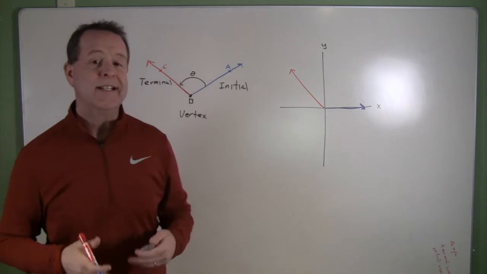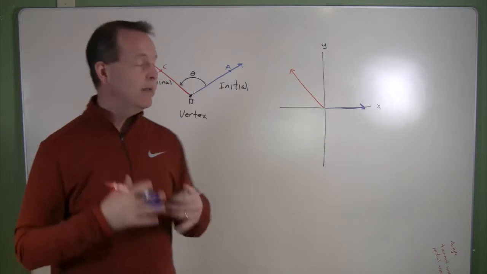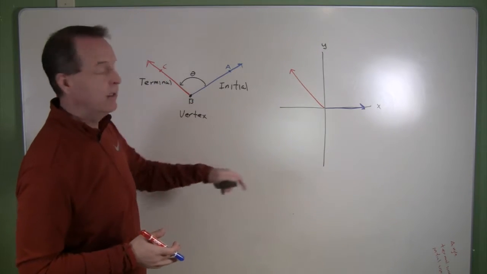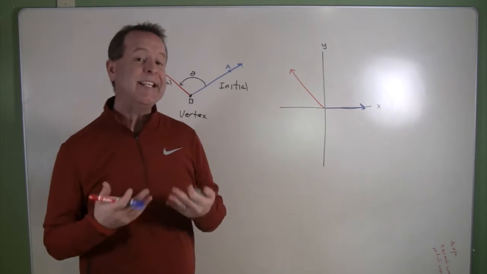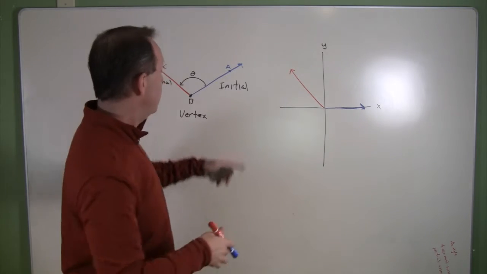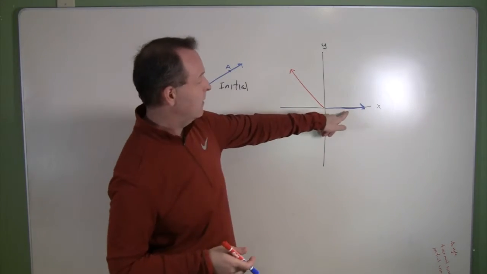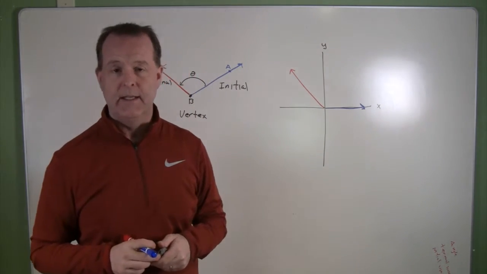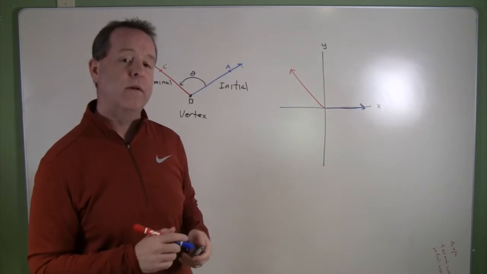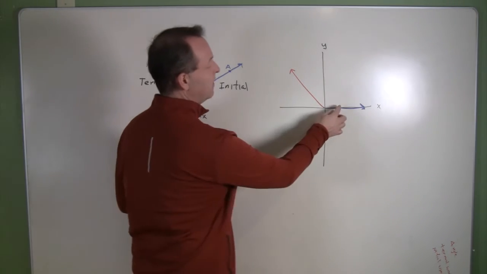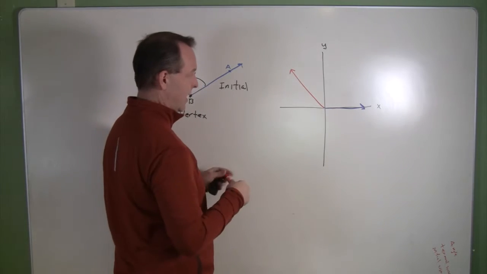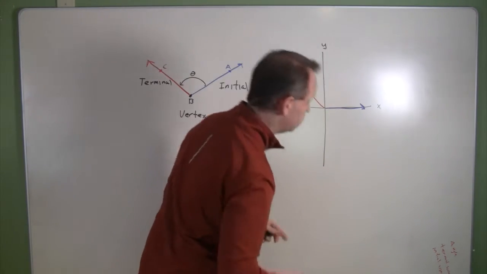Angles can also be in standard position, and that's a little bit different. This is not in standard position. However, over here, that is in standard position when I have the initial ray aligned with the x-axis. And then I can look at the angle from that perspective. So from the initial side to the terminal side, I have some angle.